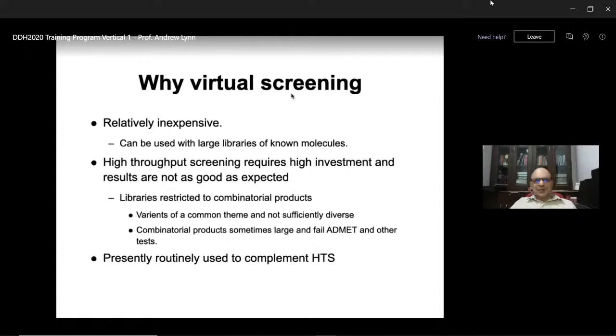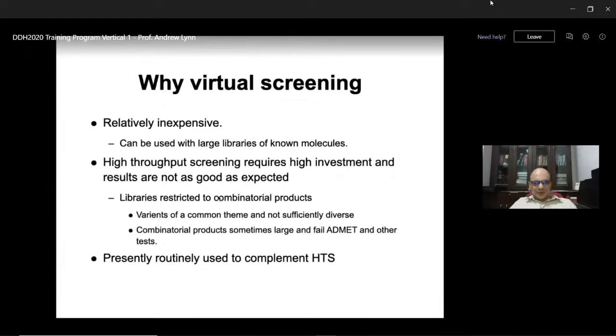Now, why do you do virtual screening? Now, this is relatively inexpensive because there are no material expenses of a laboratory that are required, but it is computationally expensive because sometimes you need access to high performance computers, you need access to computational time. So we are replacing the high investment of actual laboratory-based high throughput screening, but the results are not really as good as we'd like them to be. So we are constantly looking at improving methods.